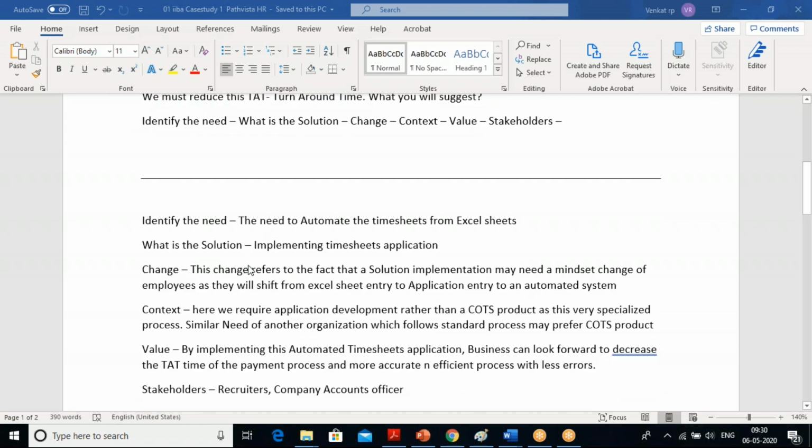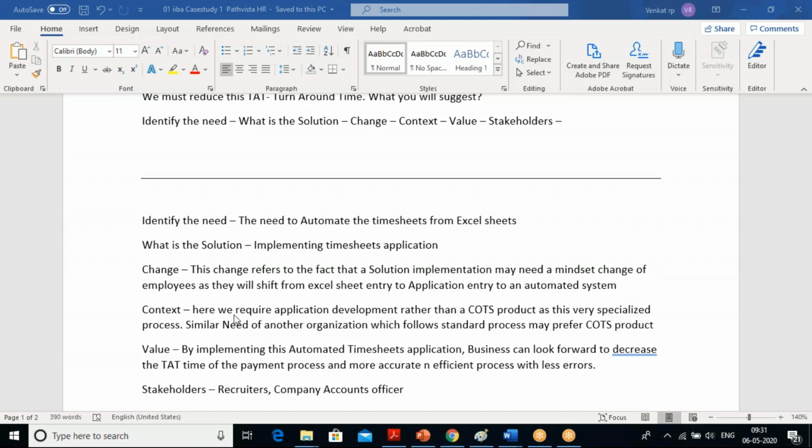And the change means, initially, the mindset of these employees. First of all, we have to understand because they have to shift from Excel sheet entry to application entry in an automated system. So that change in the mindset of the stakeholders we have to understand, and the infrastructure changes as well come into picture, like what it is initially and what it will be next. We have to make them aware of the change that is going to happen.